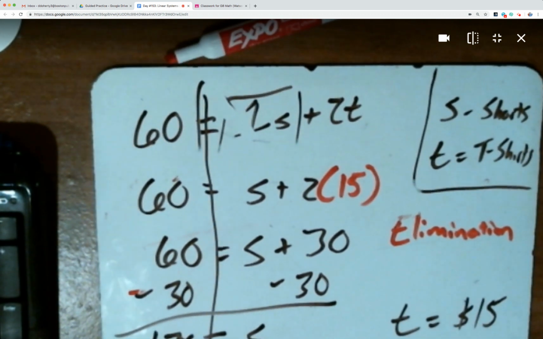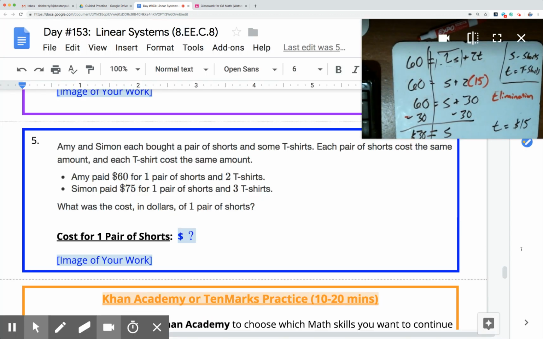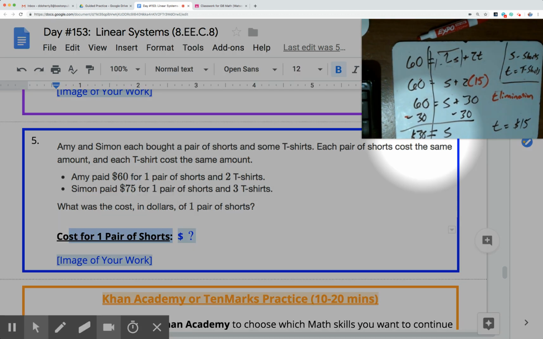The t-shirt's going to be $15. Remember to focus on your question. They really wanted to know the cost for 1 pair of shorts, so they're looking for the $30 answer that we came up with at the end.